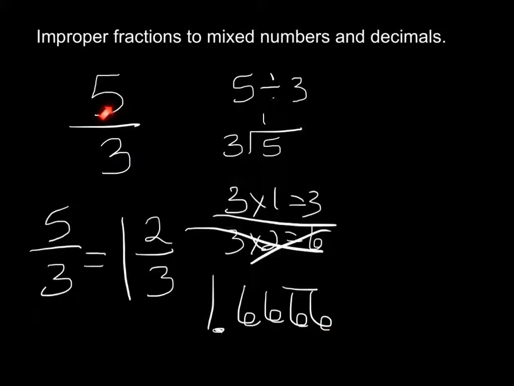So 5 thirds equals 1 2/3 equals 1.6666666 all the way down. So this means I have an improper fraction, a mixed number, and a decimal.